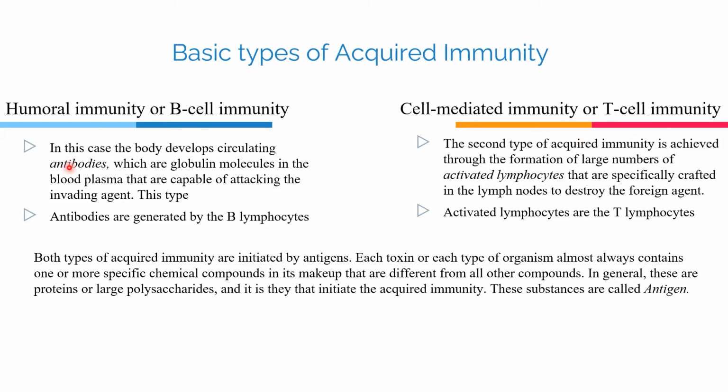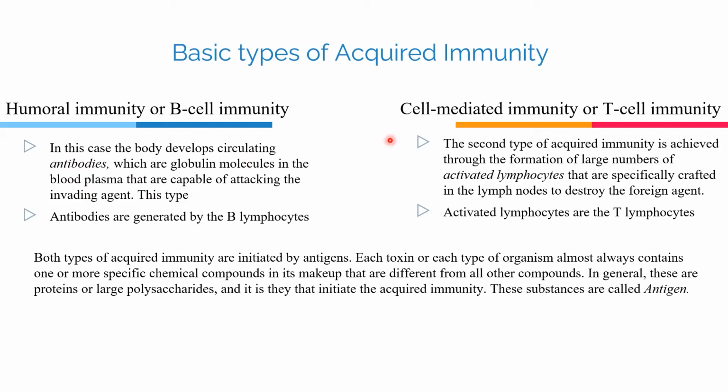In case of B-cell immunity, the body develops circulating antibodies, which are globulin molecules in the blood plasma that are capable of attacking and destroying invading agents. Antibodies are generated by the B lymphocytes.